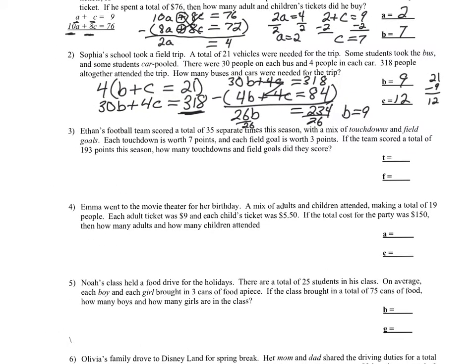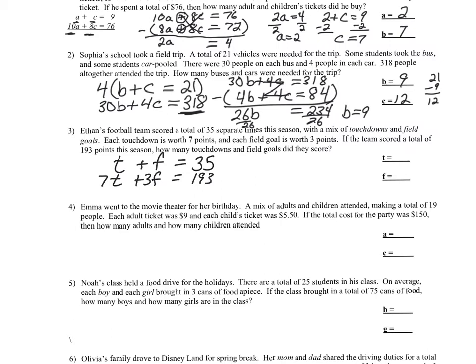Ethan's football team scored a total of 35 separate times this season. Now, sometimes they're scoring touchdowns and sometimes they're scoring field goals. Each touchdown is worth 7 points, and each field goal is worth 3 points. So the total of the touchdowns plus the field goals, they scored 35 times. Each touchdown is 7 points. Each field goal is 3 points. And they scored a total of 193 points.